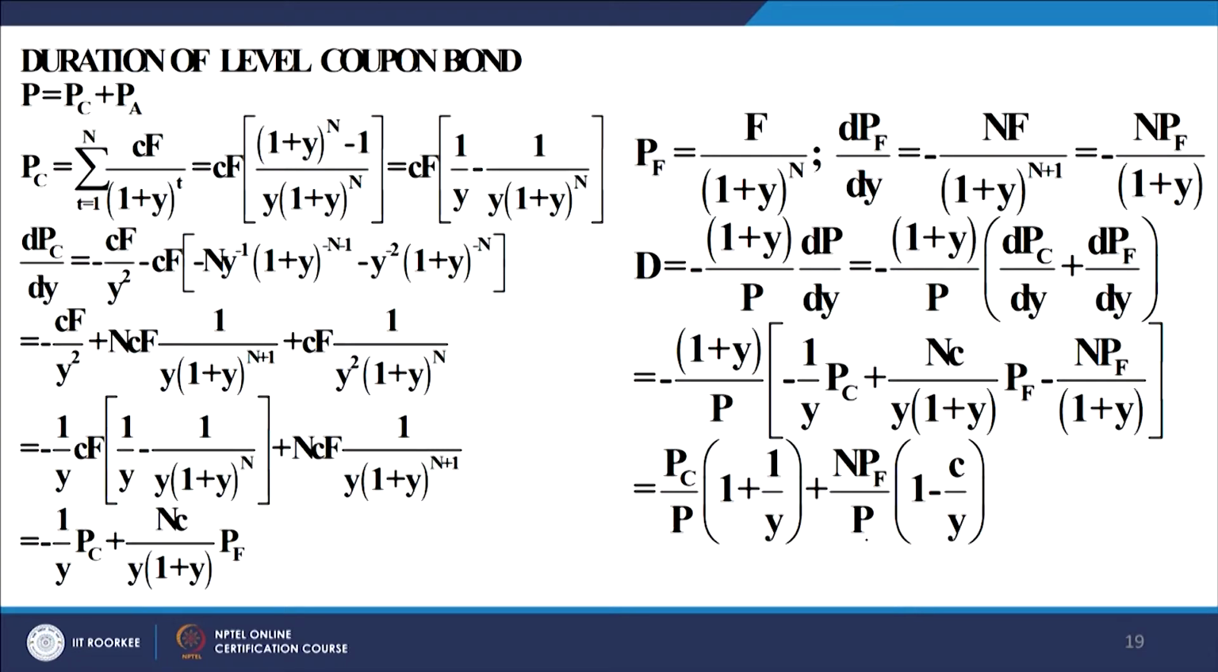A fallout of this is that for a perpetuity, this expression would be 0 and Pc would be equal to P. Therefore, for a perpetuity, the duration becomes 1 plus 1 upon y, and this becomes independent of the coupon rates. So, duration for a perpetuity does not depend on coupon rates.